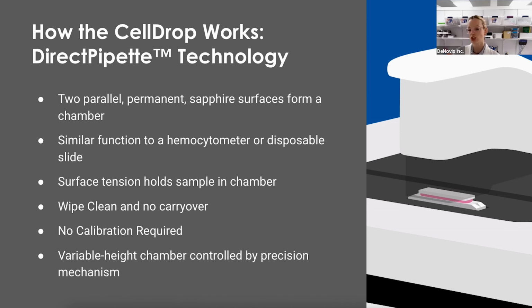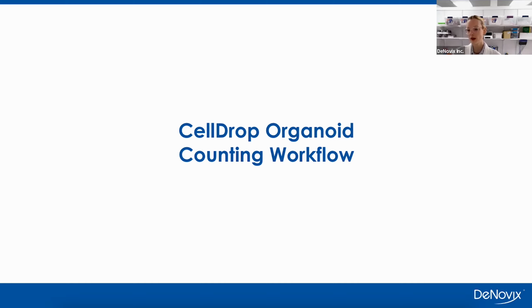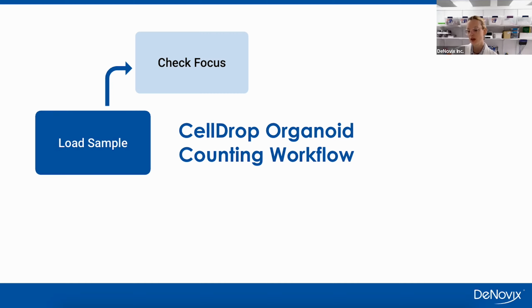To walk through the organoid workflow, you'll load the sample like usual. You will check the focus for the first time loading this sample type. The device will remember your previously used settings, so you will not have to do this every time. When you tap count, you'll get a machine learning powered analysis in under 20 seconds.